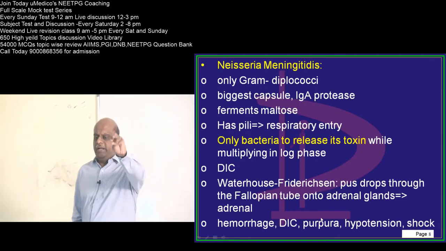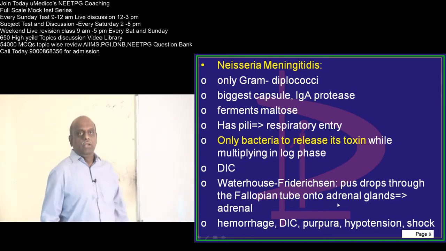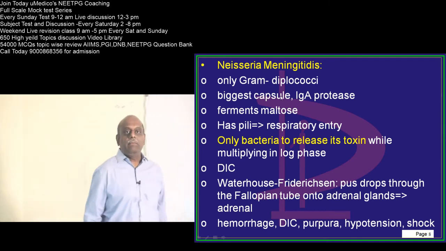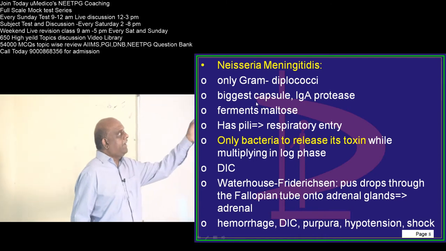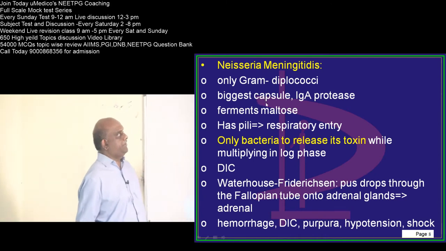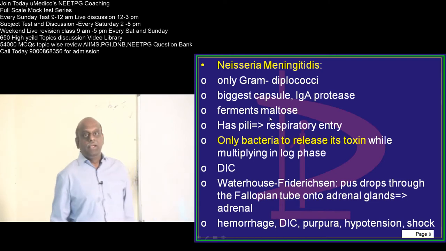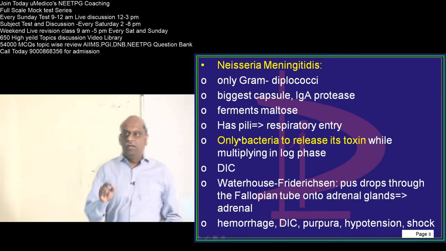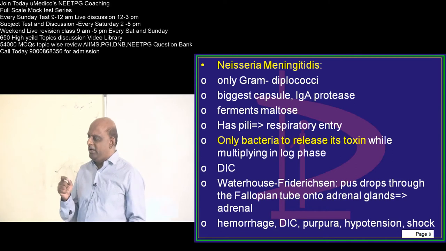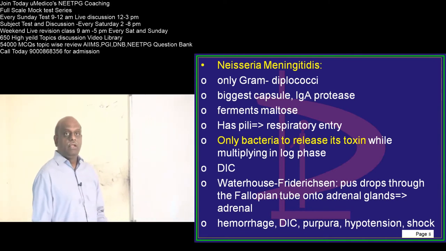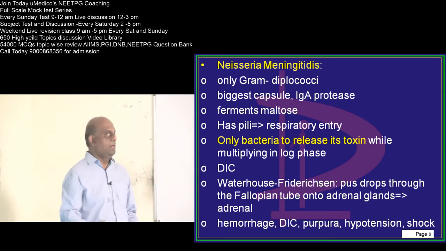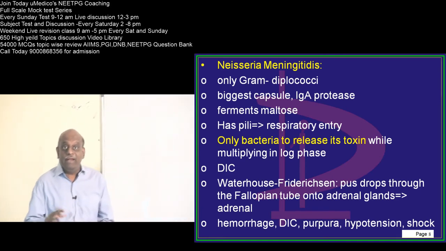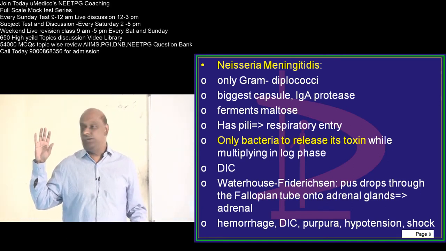Then what is Neisseria meningitidis? Five points that you should remember. If there is a gram-negative diplococci with a big capsule, that is the meningococcus. It can ferment the maltose. It has pili which help it get into the respiratory tract. And a very unique thing about Neisseria meningitidis which you should not forget: it is the only bacteria which can release the toxin even when it is in its log phase. There is no other bacteria which can do that.